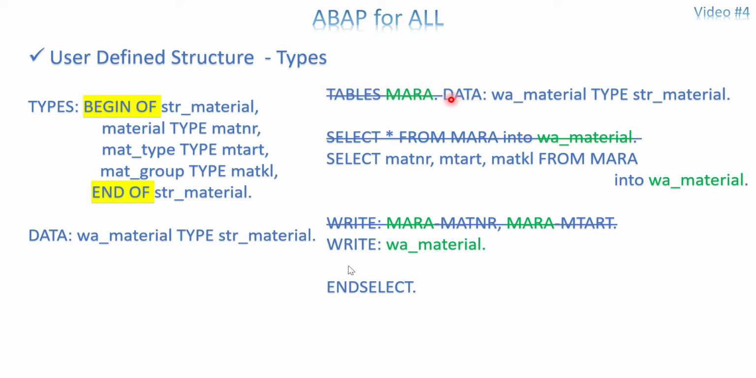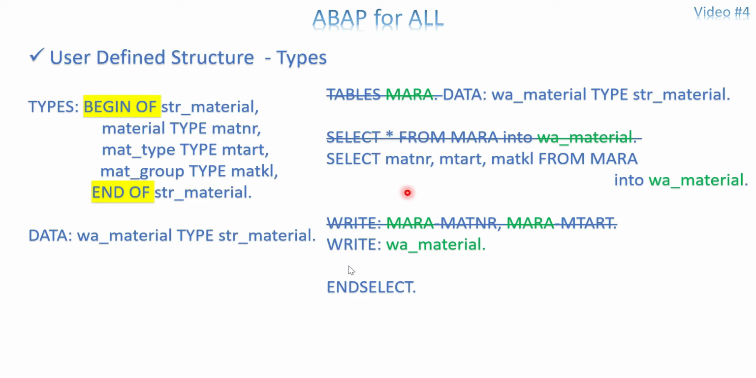Now, instead of that, I'm going to use this field, the entire one actually. So types as well as data. So data WA material type str underscore material. I'm not going to use star. I need only 3 field values for this example. So why would I fetch select star, 342 fields, when it is not required at all.